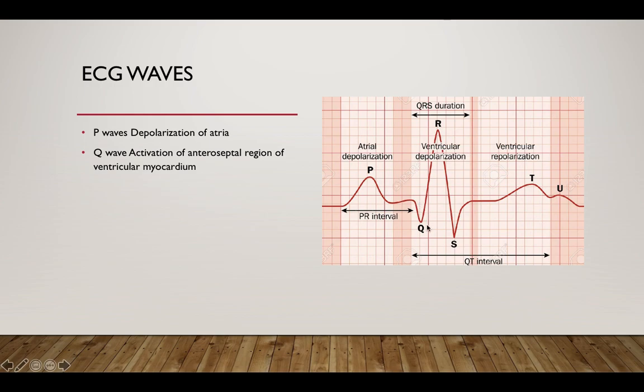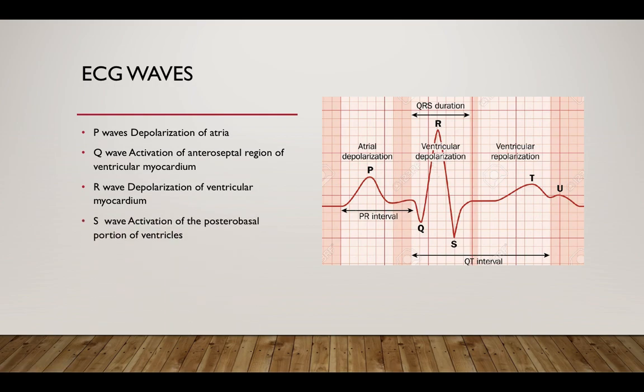Then you have the Q wave. The Q wave activates the anterior septal region of the ventricular myocardium. And if you see, we consider this QRS as a whole complex, and that's called ventricular depolarization. But I have made small notes on the R, Q, and S waves separately so that it gives you a good idea. The R wave will depolarize the ventricular myocardium, whereas the S wave will activate the posterior basal portion of the ventricles.